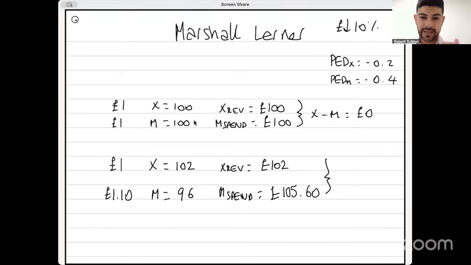Can you guys see that that means that we're now in a deficit of £3.60? X minus M is no longer equal to 0, it's minus £3.60, because the Marshall-Lerner condition was not satisfied. And because it wasn't satisfied, our current account got worse, not better.